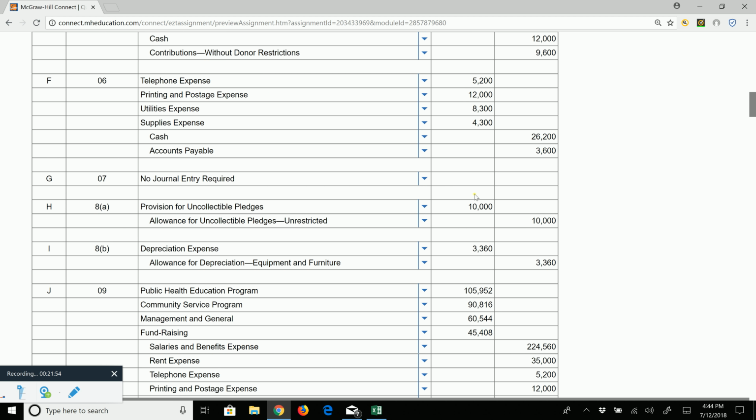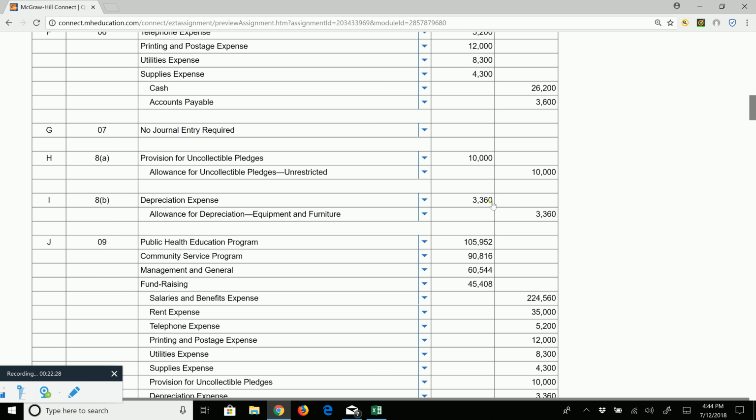So what we need to do is basically increase our allowance for doubtful accounts. We will debit provision for uncollectible pledges. That's an expense, like a bad debt expense, and we will credit the allowance for uncollectible pledges. In addition, we're going to record the depreciation expense. I won't go back and do the math, but we're going to use straight line depreciation. Some of those assets were a 5-year life, some were a 10-year life, but it works out to $3,360. Debit depreciation expense, credit accumulated depreciation or allowance for depreciation, same thing.